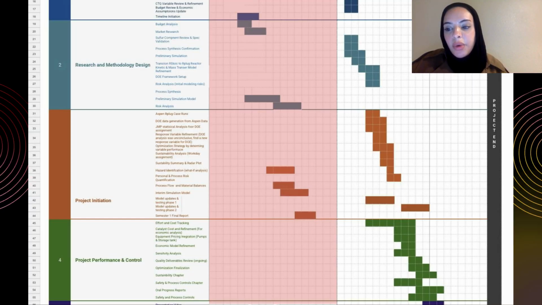This slide shows our overall project timeline for semester 1. We started with defining the problem and planning the project, then moved to researching and selecting the best desulfurization method. After that, we focused on process design, modeling, and optimization using Aspen and DOE. Finally, we completed economic, sustainability, and safety analysis and finished with the final design and presentation.